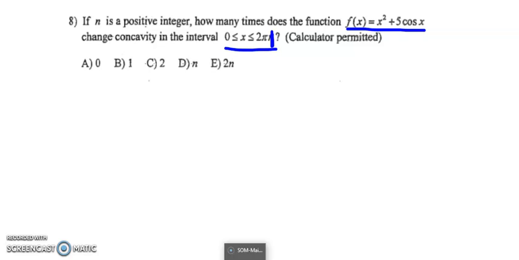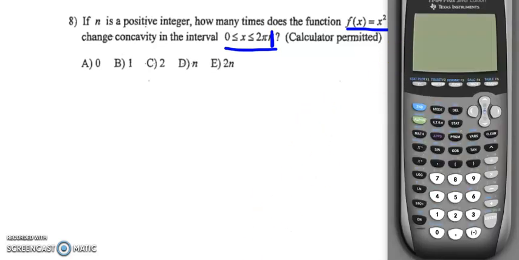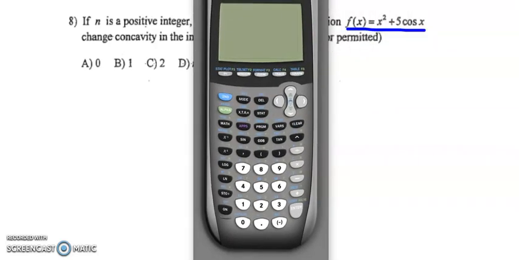by n. So what we're going to do first is go into our TI and plug in the function x squared plus 5 cosine x. So come over to x squared, x squared plus 5 cosine x. And I want to know how many times there are changes in concavity, so I'm going to need the second derivative.